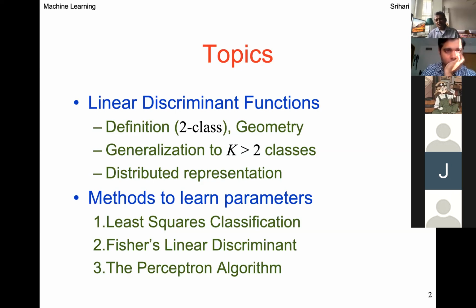And then we'll briefly talk about a very important concept, which is called distributed representation. A key element of today's machine learning methods is that the representation that we use is not a symbolic representation, but a distributed representation. So we use many parameters to specify a plane rather than a few. We'll see how that is done. And how do we learn these parameters? Least squares classification, Fisher's linear discriminant, and the perceptron algorithm.